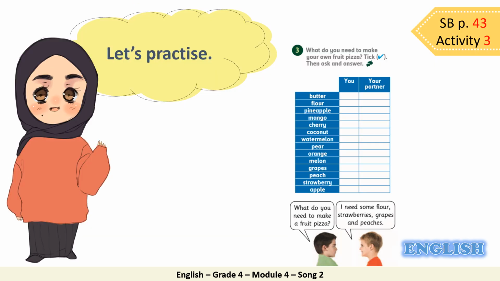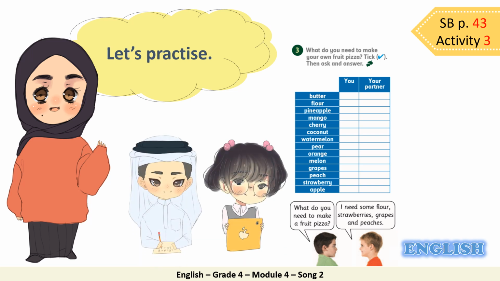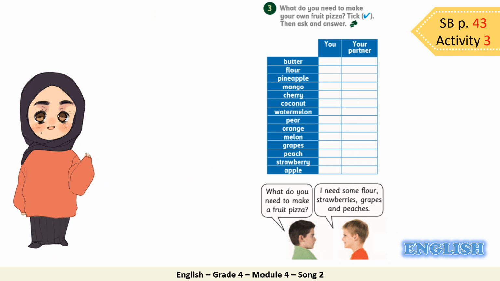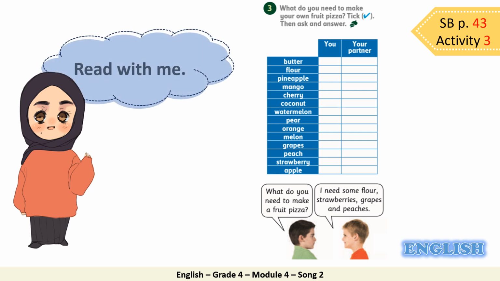Now refer to Student Book page 43, Activity 3, and let's practice with Noor and Ahmed. Activity 3. What do you need to make your own fruit pizza? Now read with me the dialogue. What do you need to make a fruit pizza? I need some flour, strawberries, grapes, and peaches.